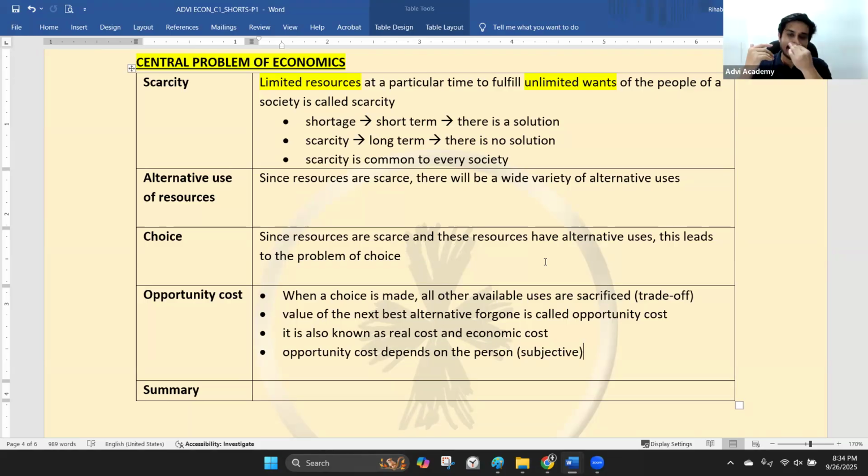We'll talk about it in chapter 8, externalities actually. But for the purpose of this short note, we are focusing only on this. So you know now what opportunity cost is. You know the definition for it. And then you basically know what trade-offs are.